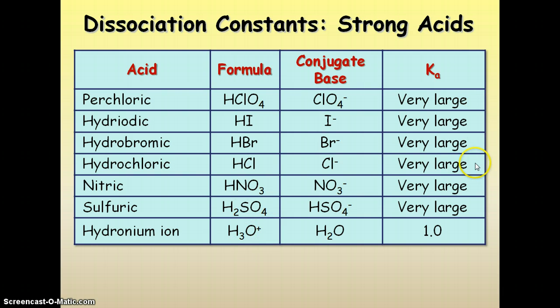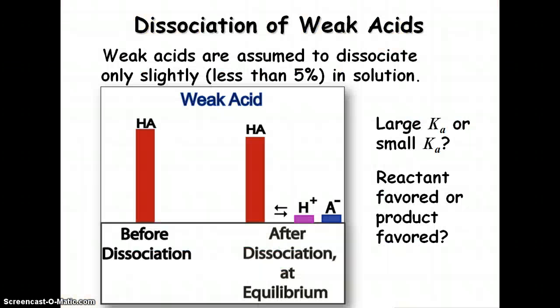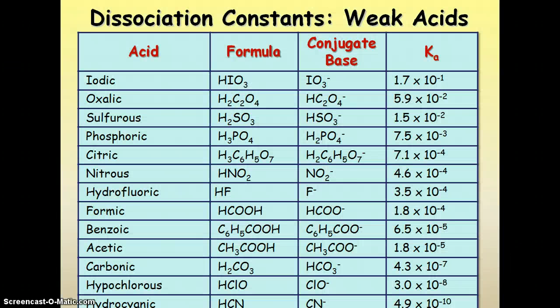Okay, see that they all have a very large Ka, so large we don't even give it a value, except for hydronium, which has a value of just 1. All right, now weak acids. Weak acids only dissociate a little bit in water, so we're talking like 5%. So here's before we put it in water. We put it in water, and you see that you've still got a lot of the acid still bound together, and then you have a very, very small amount of hydrogen ions and the conjugate base. So here we're going to have a small Ka, and we are definitely going to be reactant favored, so it definitely does not proceed towards completion very much.